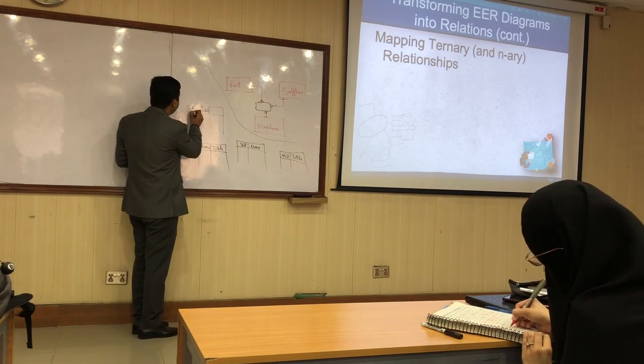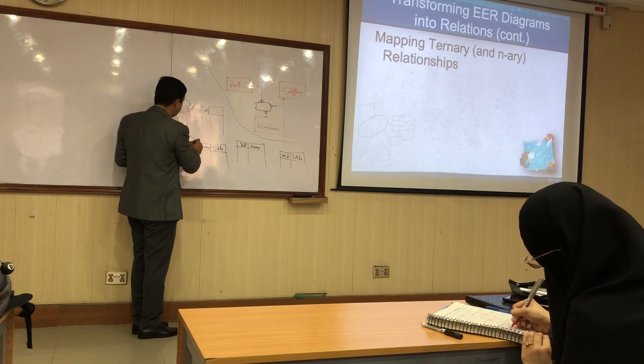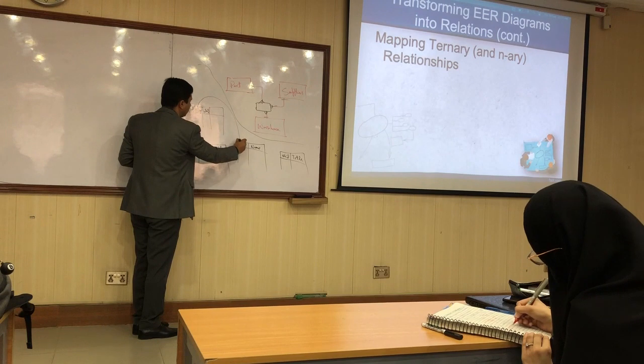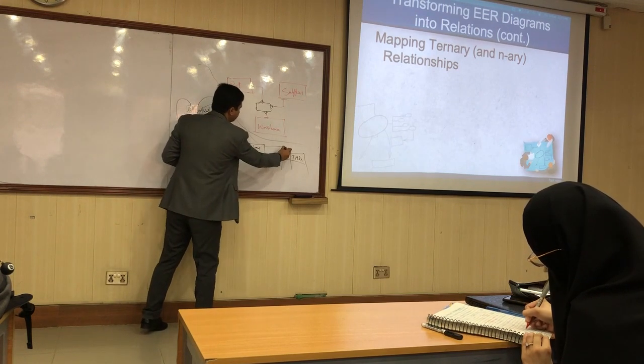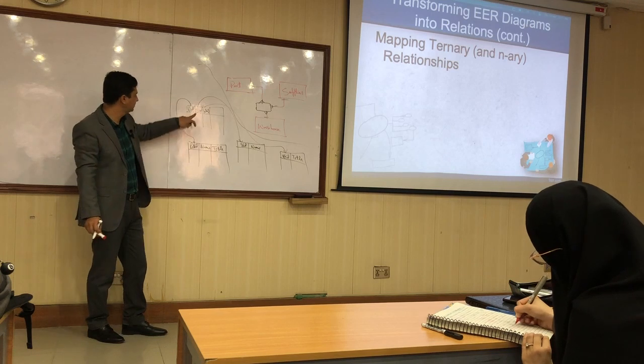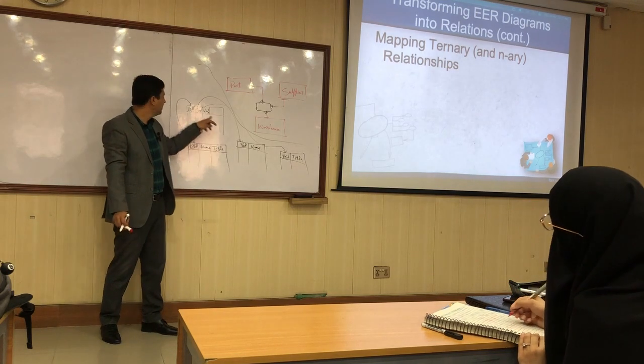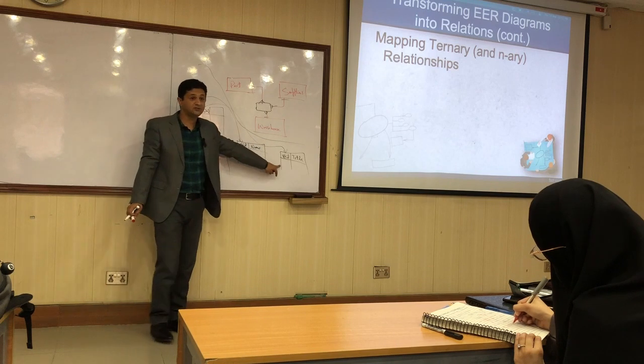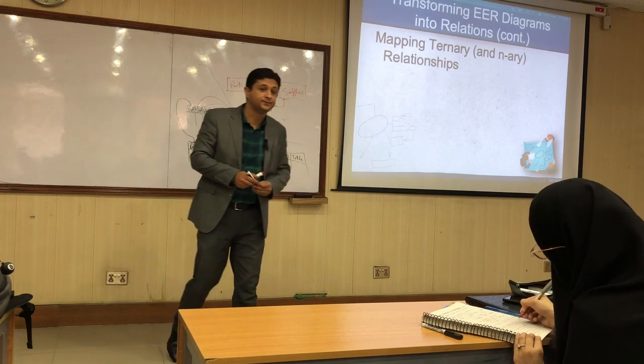So all these three foreign keys will reference their respective primary keys. Okay, now this part id is referencing this part id, this supplier id is referencing this supplier id, and this warehouse id is referencing this warehouse id. Now we have two options.